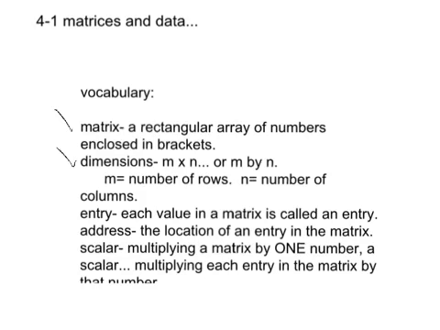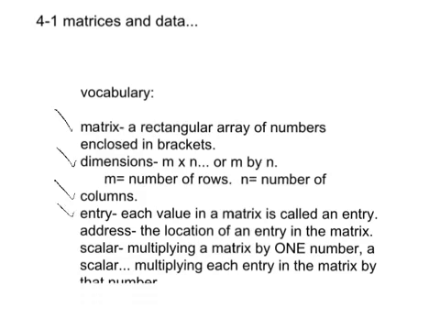We have dimensions. We're going to call them M by N, M being the number of rows, N being the number of columns. So we have a rectangular array of numbers enclosed in brackets, and we have so many rows and so many columns, and they're going to be numbers: a 2 by 4, a 2 by 2, a 4 by 4, M by N. It's always going to be rows by columns.